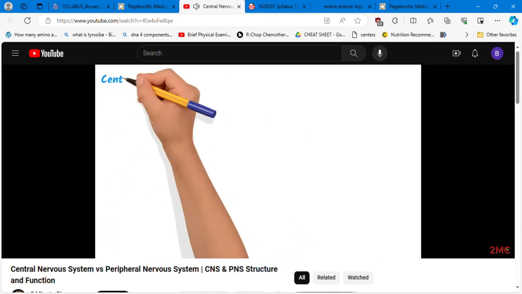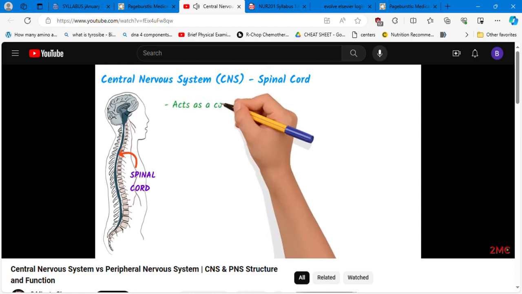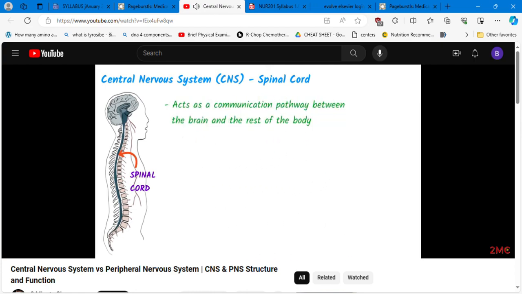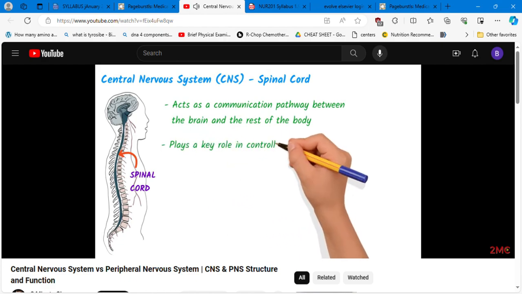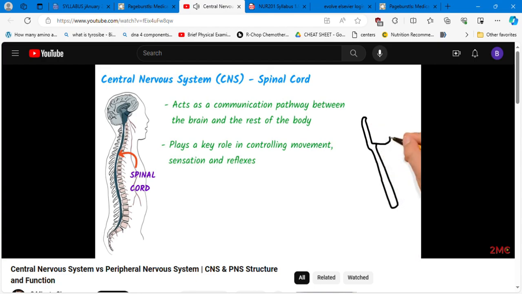The spinal cord is a vital part of the nervous system that runs from the base of the brain down through the back. It acts as a communication pathway between the brain and the rest of the body. The spinal cord also plays a key role in controlling movement and sensation and reflexes, including the knee-jerk reflex.